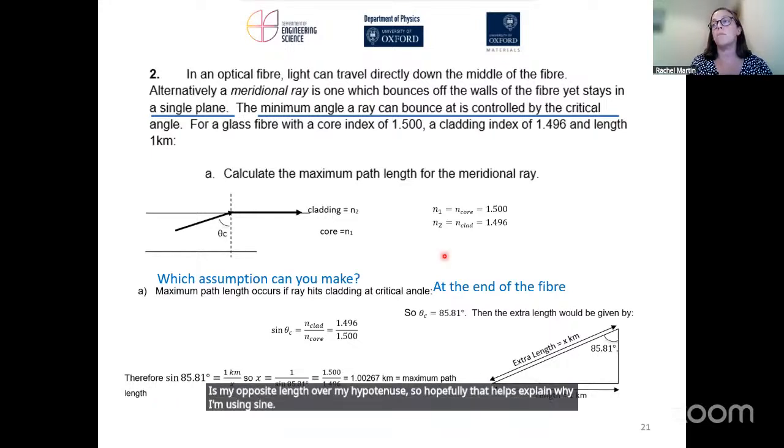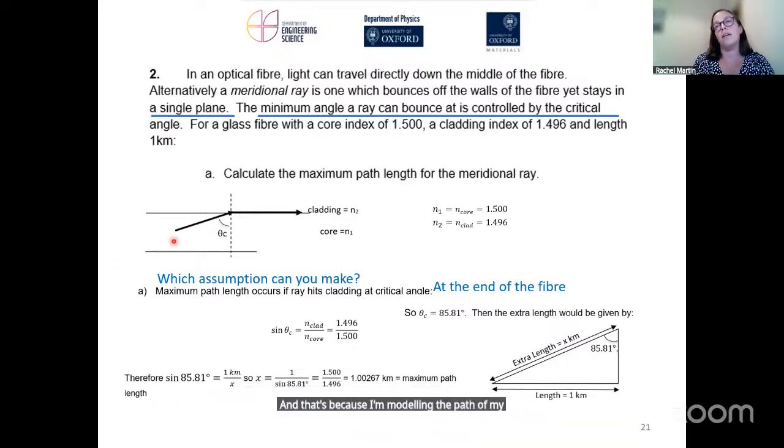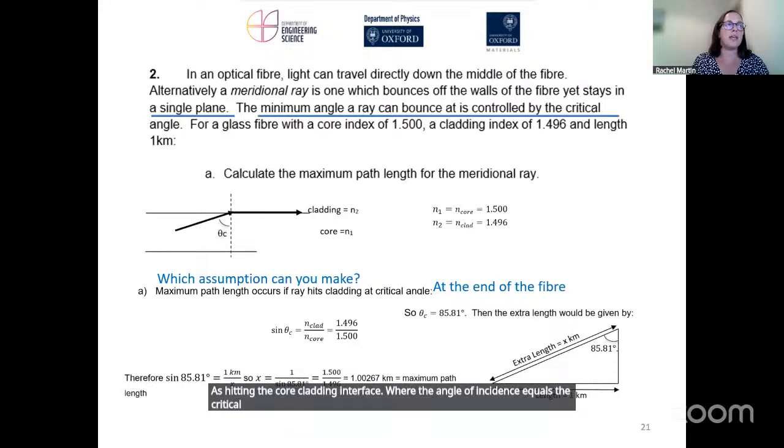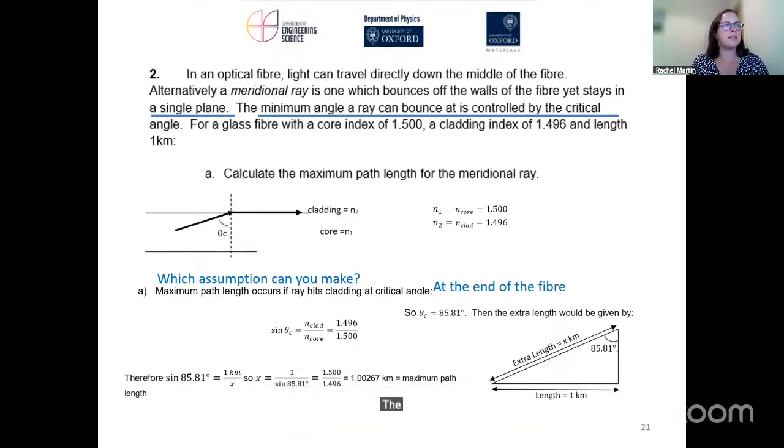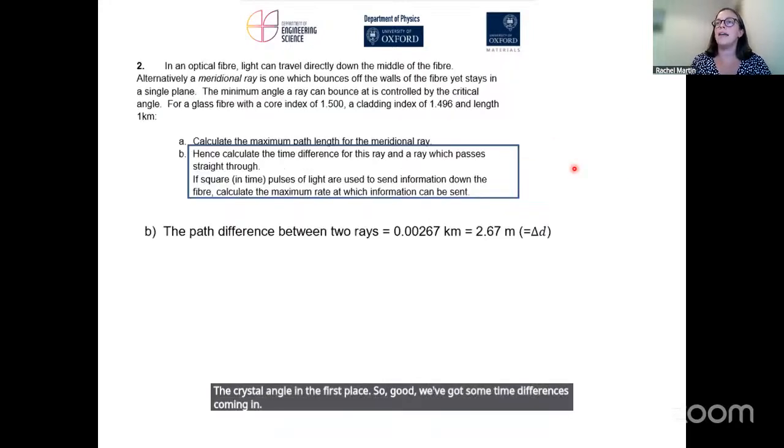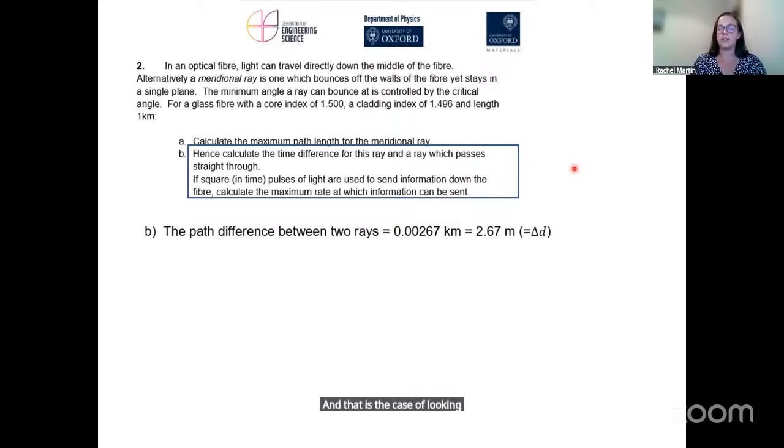And that's because I'm modeling the path of my ray as hitting the core cladding interface where the angle of incidence equals the critical angle. So that's why we calculated the critical angle in the first place. So good, we've got some time differences coming in. And that is the case of looking at the path difference.